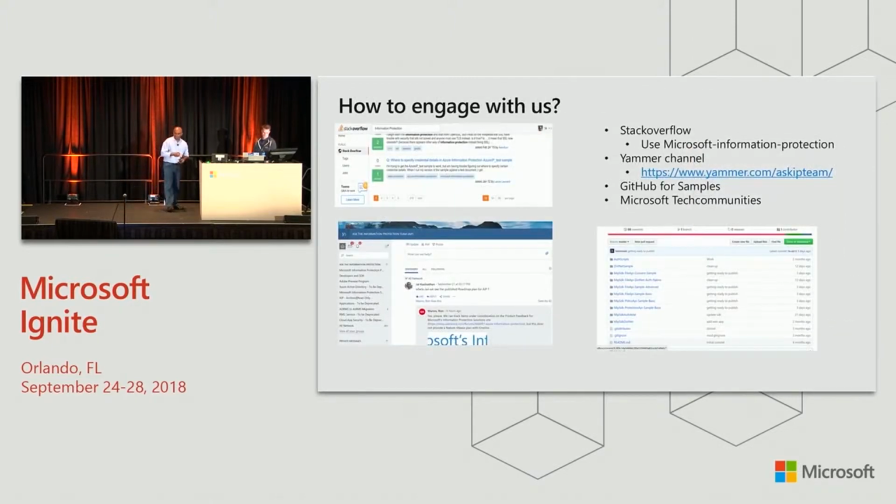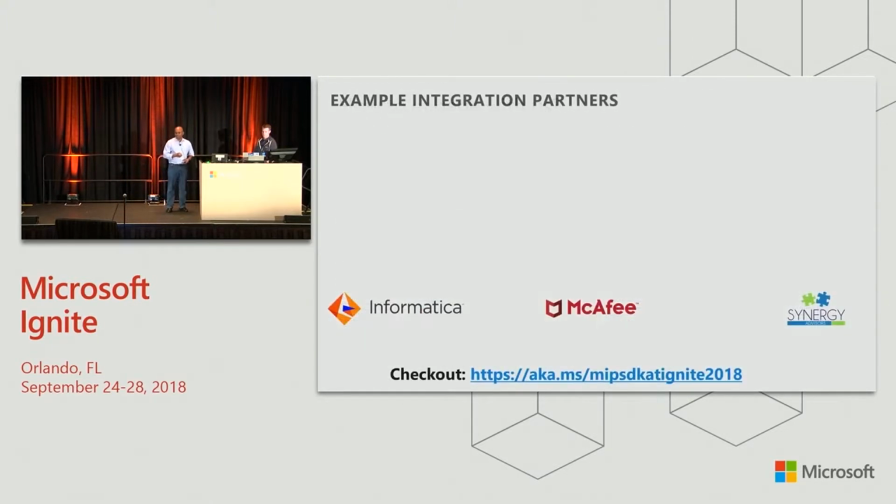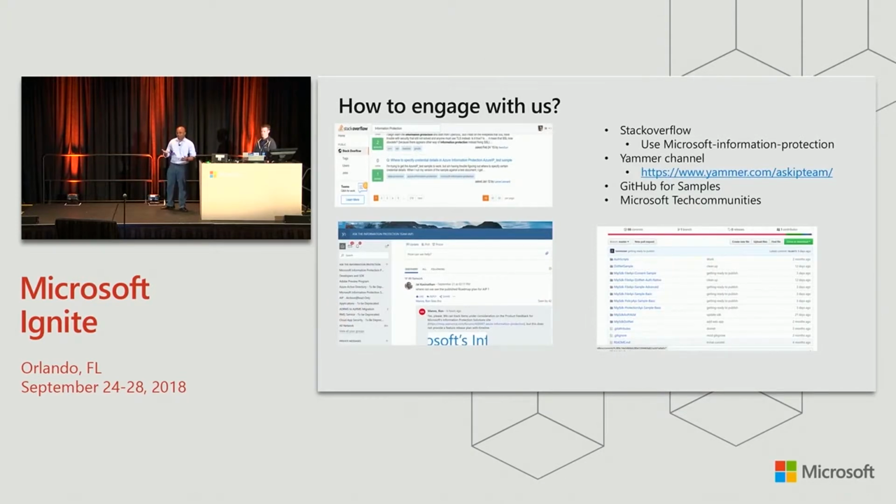The other thing that we're doing differently from the past is, well, how do you engage with us? Our intent is to go build a community around this. So right now, obviously, there are a lot of samples available on GitHub. They've also gone live as of today. In addition to that, we have presence on Stack Overflow. If you are going to get in touch with us on Stack Overflow, please use the term Microsoft-information protection or information protection, because we're monitoring all those tags.